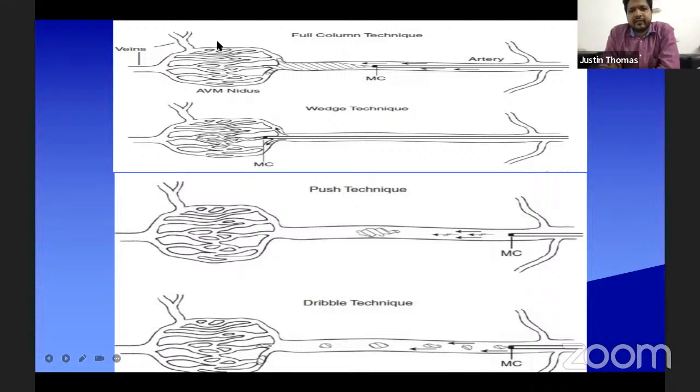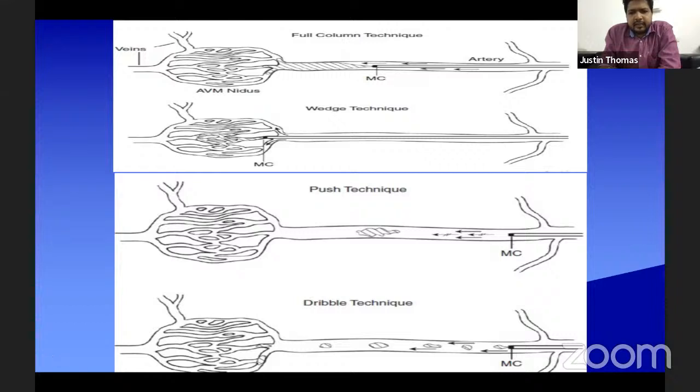If there is any reflux, or the glue goes distally to the veins, then stop the injection, and retry if there is any remnant or till there is no reflux. Wedging is the placement of the microcatheter much distally in the feeders, and the push technique means the microcatheter is placed more proximally and injected.